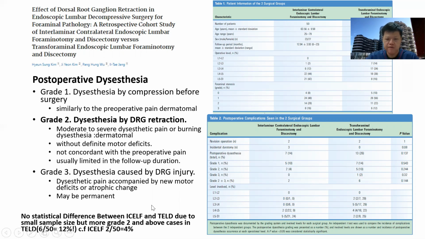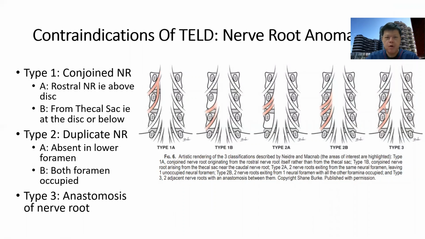There isn't much study. In fact, it's one of the few studies that ever compare dorsal root ganglion post-op dysesthesia between the two approaches. So the literature is still not robust in this discussion, and we would need more studies in the future to evaluate the effect of the transforaminal and contralateral approach on dysesthesia. However, in patients with nerve root anomalies such as conjoined nerve root, duplicate nerve root, or anastomosis of nerve roots, it is advisable not to attempt the transforaminal approach, especially with duplicate nerve root, because the risk of post-operative dysesthesia or nerve root injury is very high.